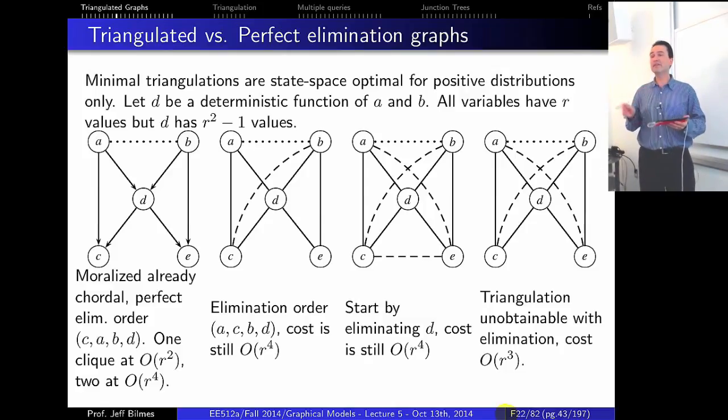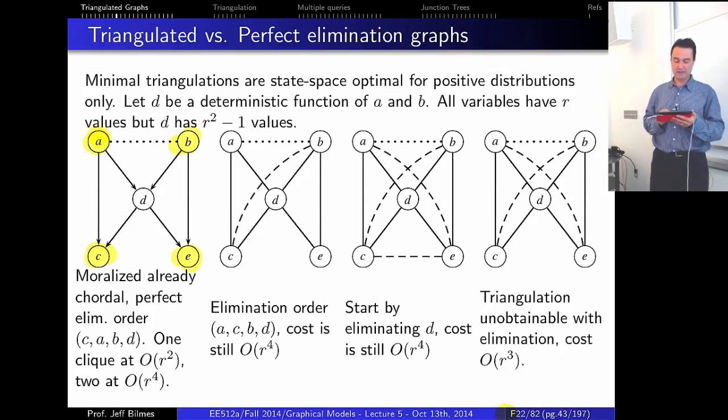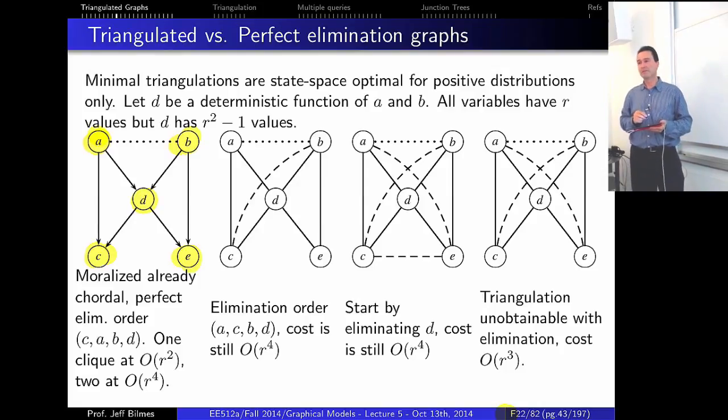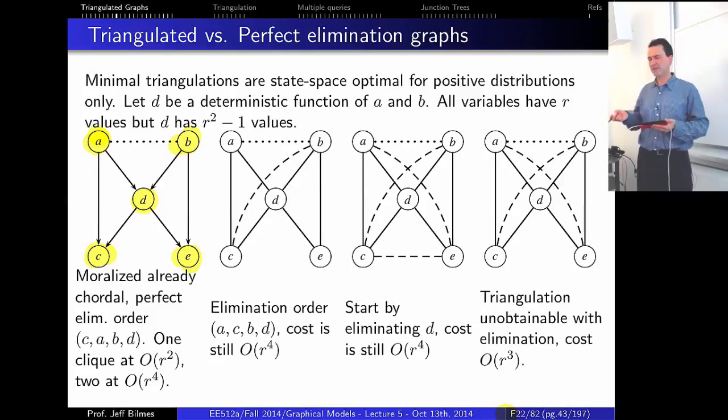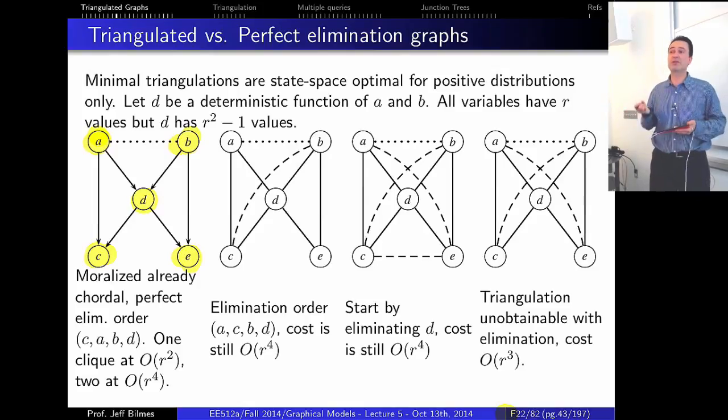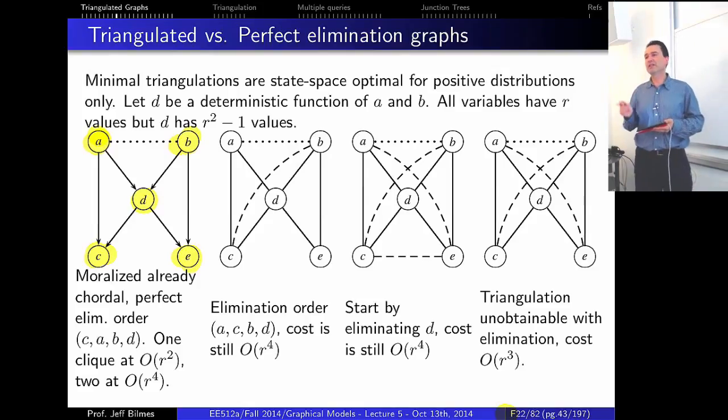And then all the other variables, A, B, C, and E, have R possible values, but D has R squared minus 1 values. Any more values for R wouldn't make sense, because if D is a deterministic function of its parents, it doesn't make sense to have more than that many values, because it would mean that it has more values than it could possibly be determined to have. So therefore, let's just say that D has R squared minus 1 values, which is the largest sensible set of values it could have.